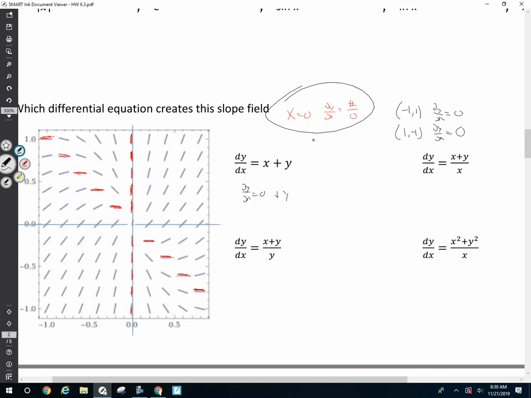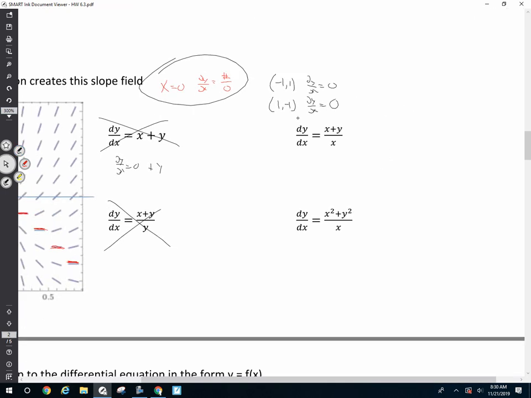am I always going to be 1 over 0? No, this one's out. If I plug in 0 for x, am I always going to have a 0 in the denominator? No, this one's out. Brings me to these two. If I plug in 0 for x, yes, could be. If I plug in 0 for x, yes, okay, that could be.